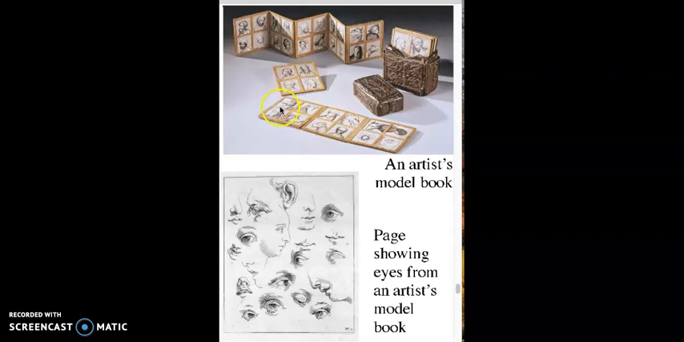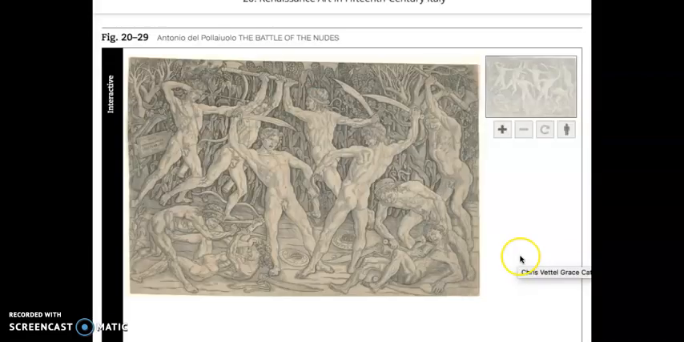And some really good artists sold those to other artists. So an artist would learn to make eyes by practicing from a model book a certain type of eye, and then gradually learning how to add it to a face and then turn that face in space. And it's possible that this study of the nudes would have functioned that way, allowing an artist to learn how to build anatomically convincing nudes from various positions in space.